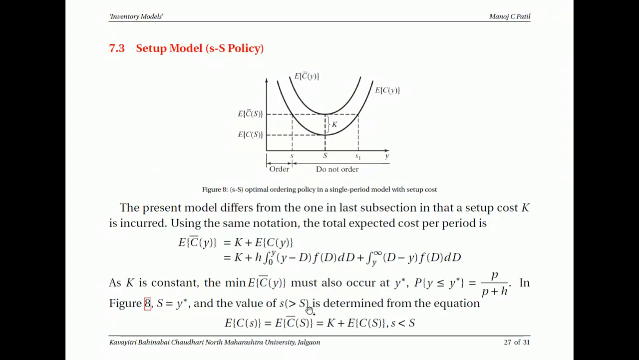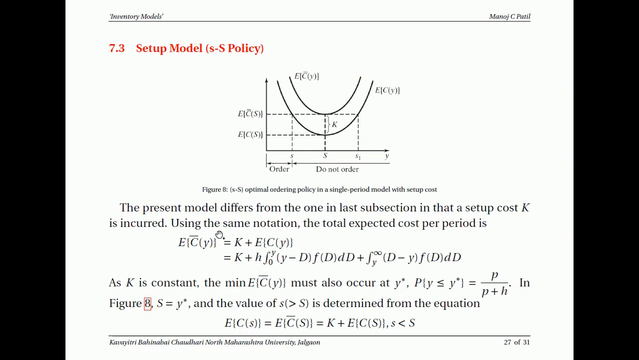Now another policy or model is called the small s, capital S policy, the sS policy. There is no big difference between the 7.2 model and the 7.3 model. There is just the addition of setup cost. We all know that the setup cost is fixed and does not change with respect to the order quantity. Therefore we can use the expected cost C bar of y. It is the notation for the setup model, the sS policy model.